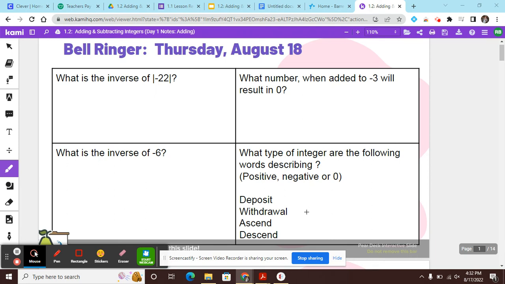Okay, so what I did is I put the most missed questions and I kind of renumbered them and put different information in there for our quiz yesterday. These were the most missed questions. So I'm going to go over how to solve these.